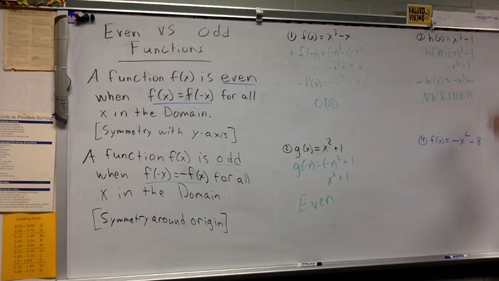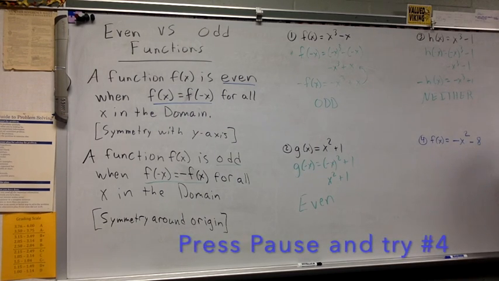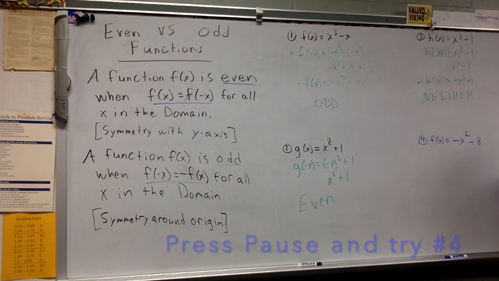It could be even, it could be odd, or it could be neither. So this doesn't have line symmetry, and it does not have rotational symmetry either. So I'm going to pause and give you some time to work on this one. Determine if f of x is odd, if it's even, or if it's neither.